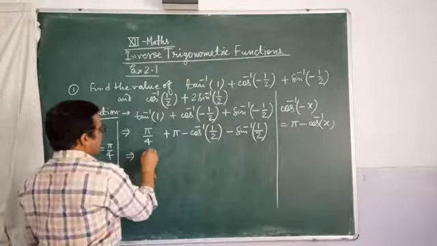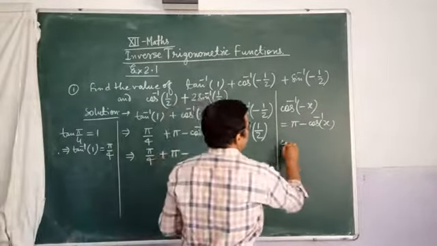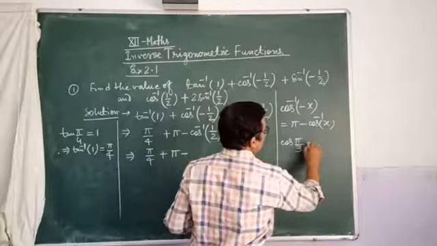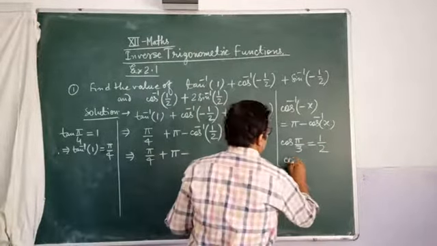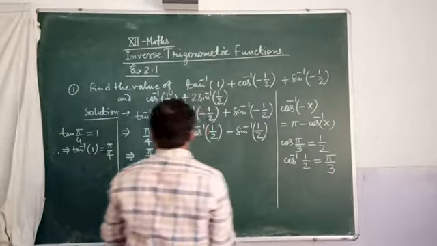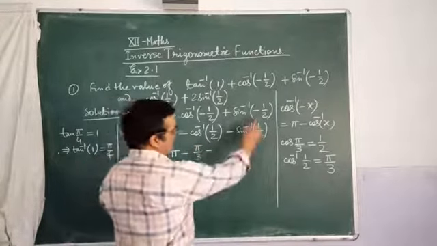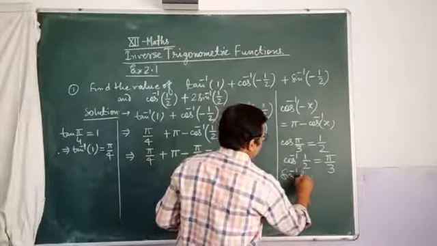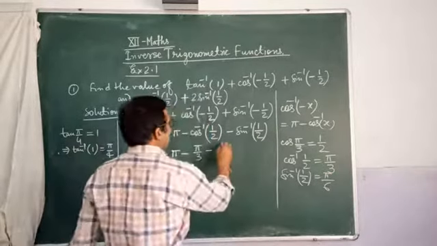So we have pi by 4 here plus pi, the value of cos inverse minus half. Cos 60 degree, cos pi by 3 is equal to 1 by 2. Therefore, cos inverse 1 by 2 is equal to pi by 3 here. Here we have minus pi by 3 minus sin inverse half, and the value of sin inverse half is equal to pi by 6. We put here pi by 6.